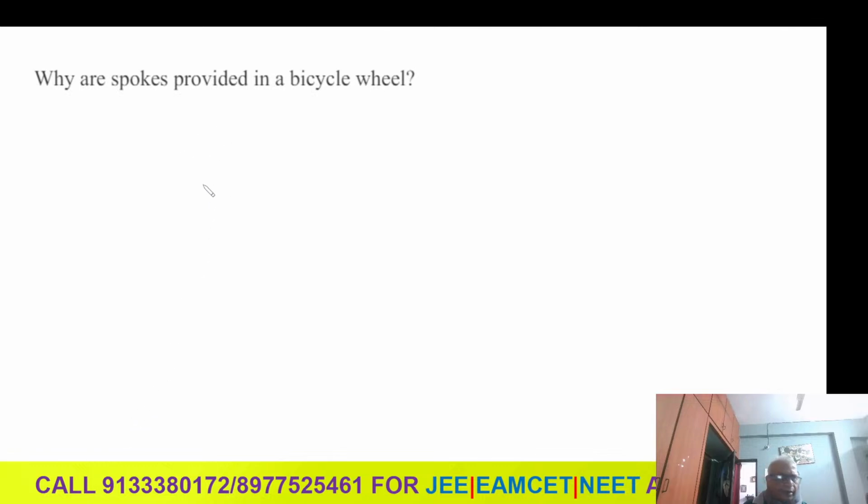Why are spokes provided for a bicycle wheel? To increase moment of inertia. So what is the answer? Moment of inertia means m r squared. Spokes are provided for wheels for correct rotation, for cycles and bikes.